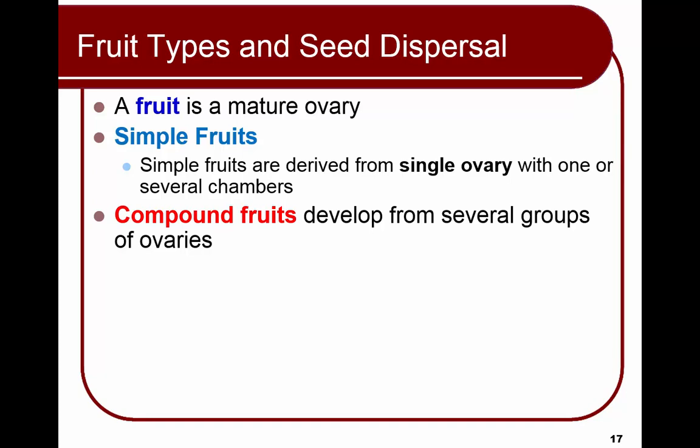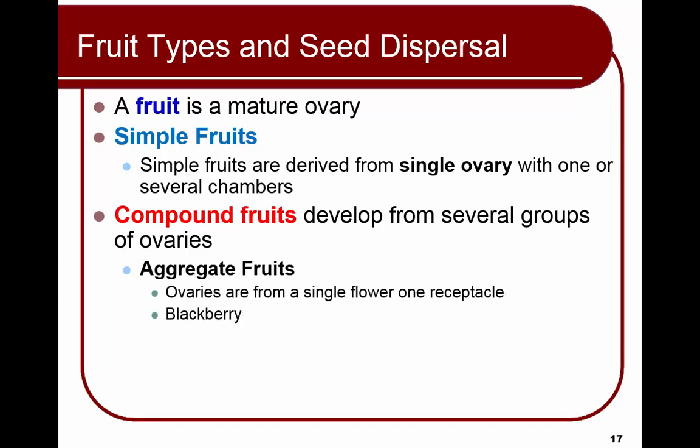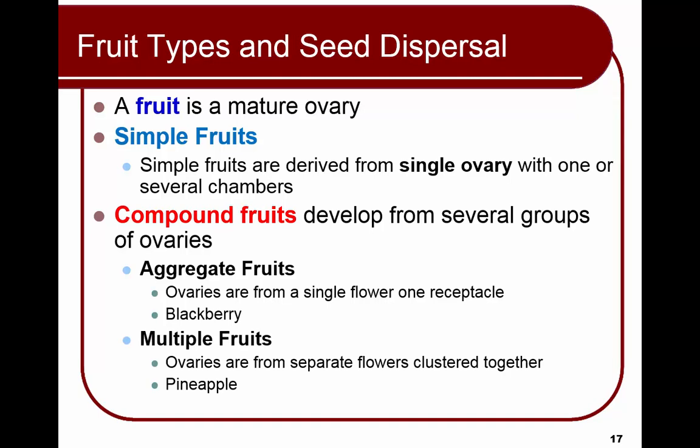Within the compound fruits, you've got aggregate fruits where the ovaries came from a single flower on one receptacle, like a blackberry. And then you've got compound fruits that are multiple fruits where the ovaries from separate flowers are clustered together, like in a pineapple.